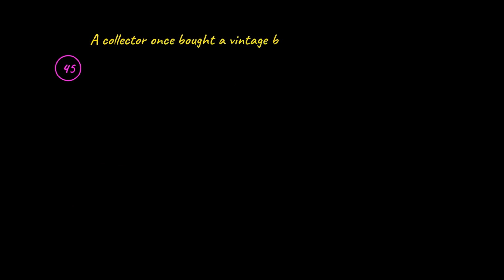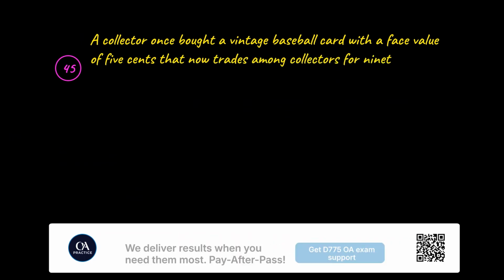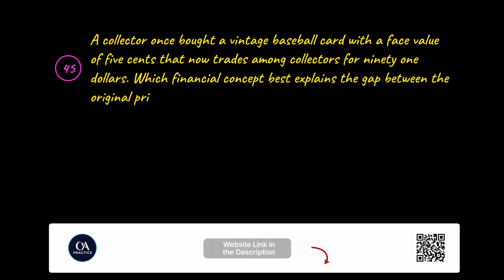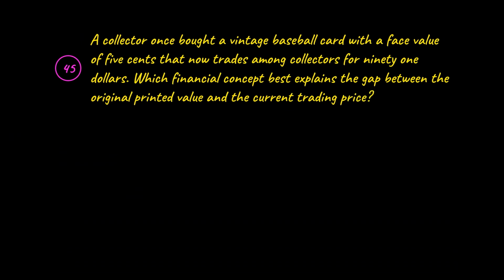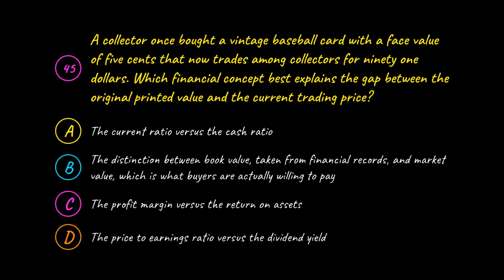Question 45. A collector once bought a vintage baseball card with a face value of 5 cents that now trades among collectors for $91. Which financial concept best explains the gap between the original printed value and the current trading price? Your options are: A. The current ratio versus the cash ratio. B. The distinction between book value, taken from financial records, and market value, which is what buyers are actually willing to pay. C. The profit margin versus the return on assets. D. The price to earnings ratio versus the dividend yield.